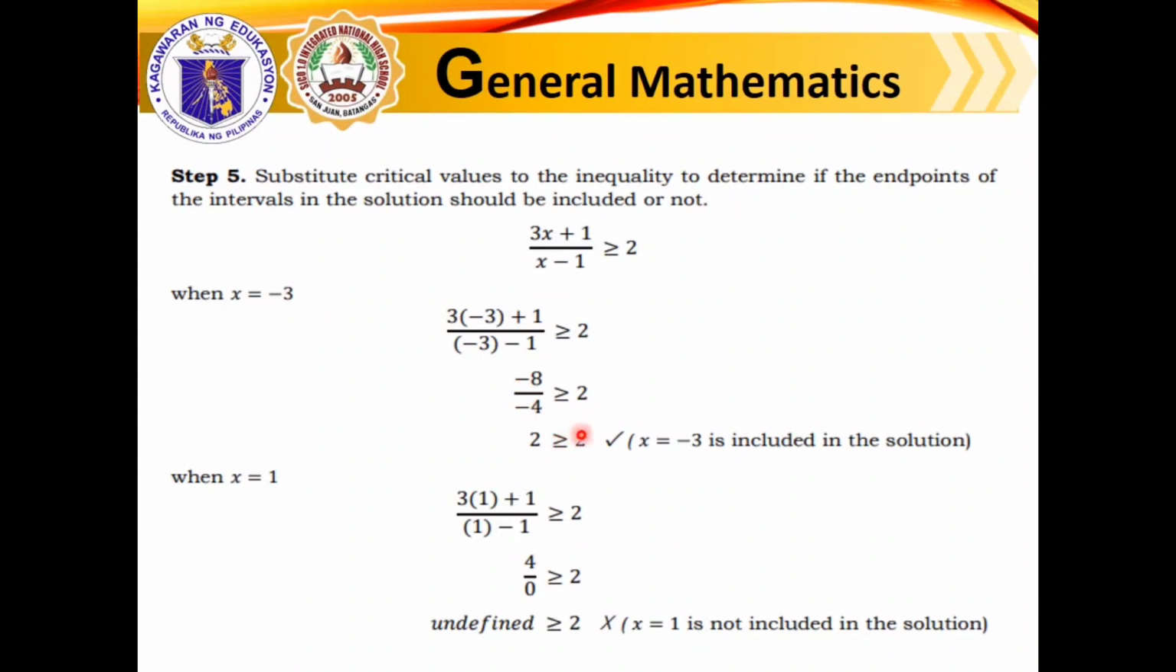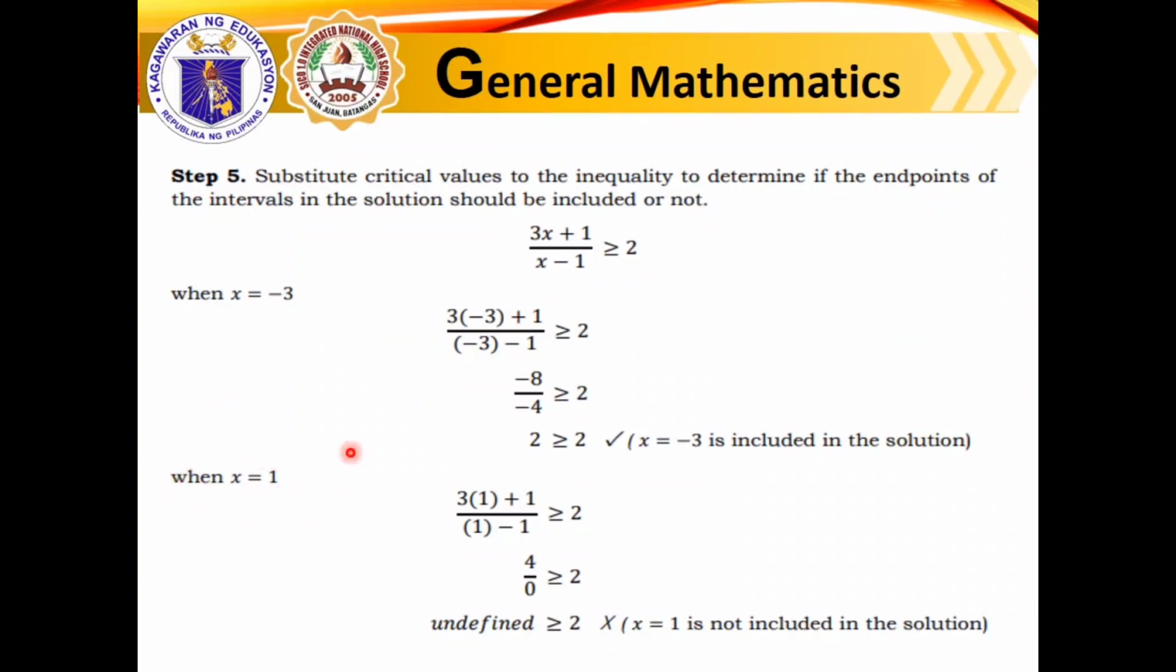Okay, let's check if this rational inequality is correct. 2 is greater than or equal to 2. So we can say it is correct, and x equals negative 3 is included in the solution. So negative 3 is a solution. After that, we will find if x equals 1 is a solution.